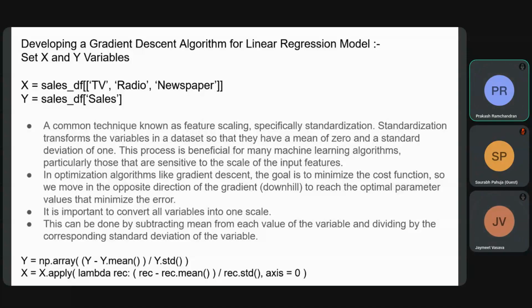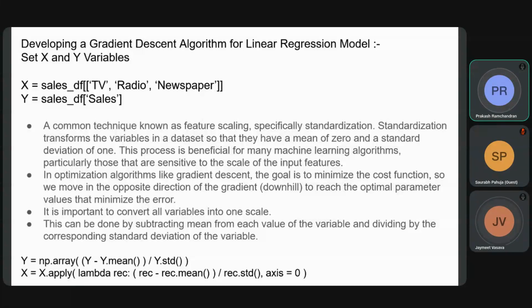Both sales DF, x equal to sales DF and y equal to sales DF. Are we in the same table or the same array? No, sales DF is the same, but the columns are selected from sales DF. So TV, radio, and newspaper will be acting as the X values, the independent variables, and sales will be given as the Y values.